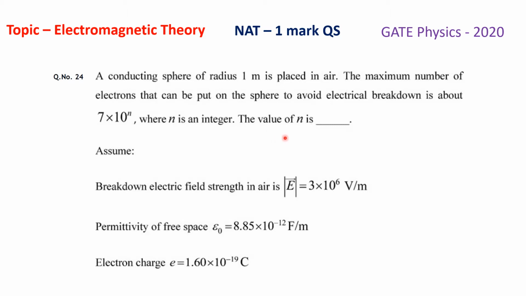The value of n is, so basically we have to find the value of integer n. In this question, we have to assume breakdown electric field strength in air is mod of E vector equals to 3 times 10 to the power 6 volt per meter. Permittivity of free space is epsilon naught equals to 8.85 times 10 to the power minus 12 farad per meter. And electronic charge e equals to 1.6 times 10 to the power minus 19 coulomb. Let us see how to solve this problem.